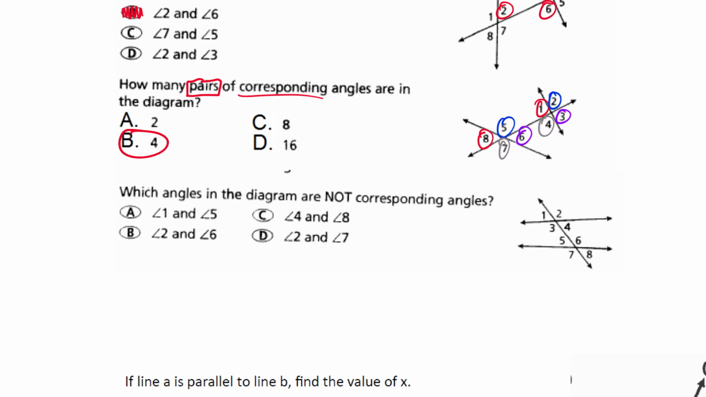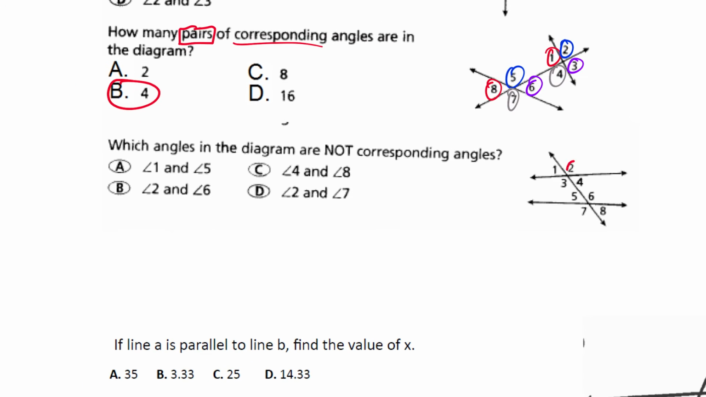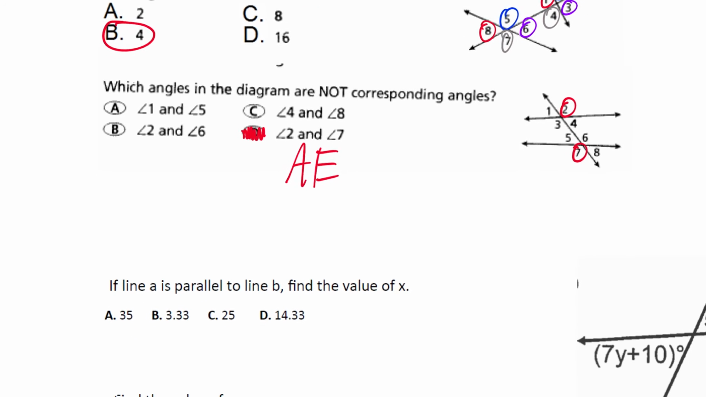Okay, and then which angles in the diagram are not corresponding? 2 and 7. Yep, 2 and 7. Because what are 2 and 7? Alternate exterior. Those two are alternate exterior. The rest of them are corresponding angles. 1 and 5, 2 and 6, 4 and 8. All 3 of those are corresponding.